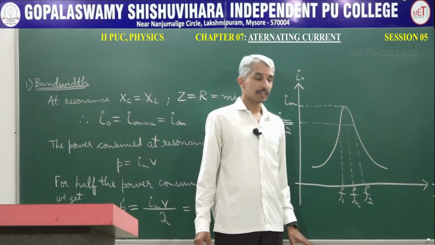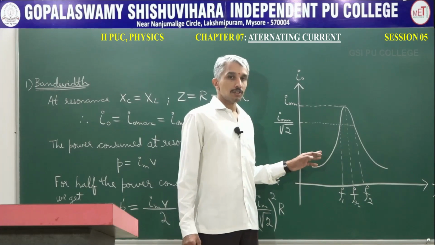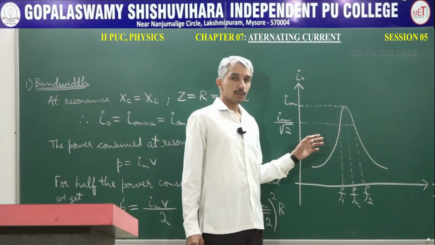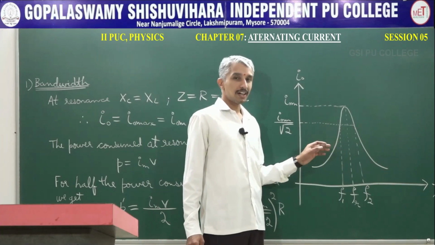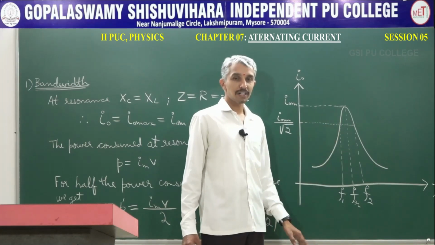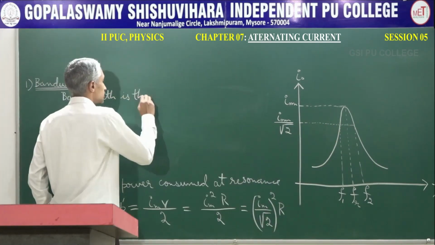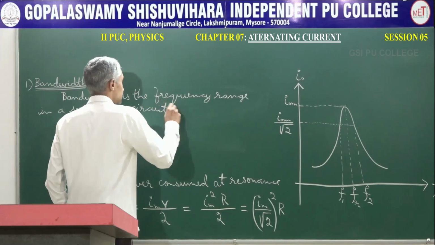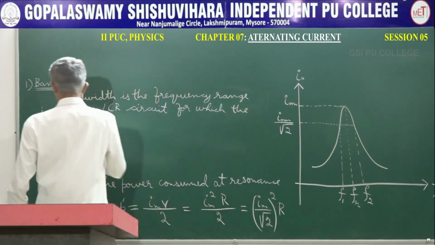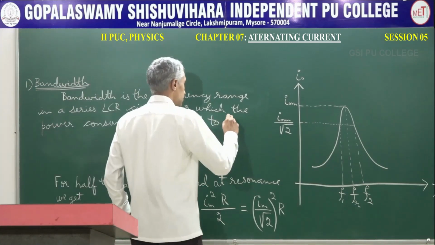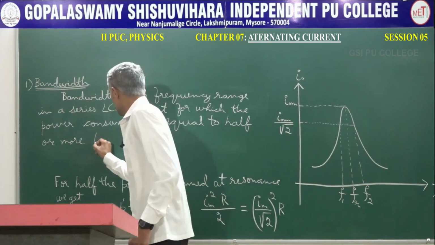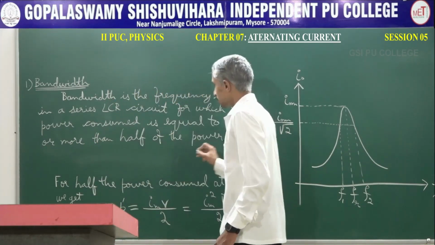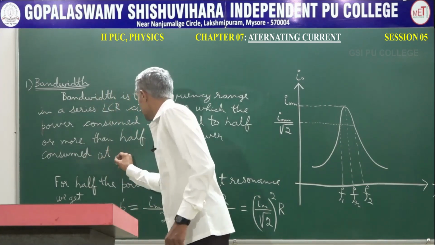bandwidth. Now I can define bandwidth as the frequency range in a series LCR circuit for which the power consumed is either equal to half or more than half the power consumed at resonance, that is bandwidth. So let me write it. So bandwidth is the frequency range in a series LCR circuit for which the power consumed is equal to half or more than half of the power consumed at resonance.